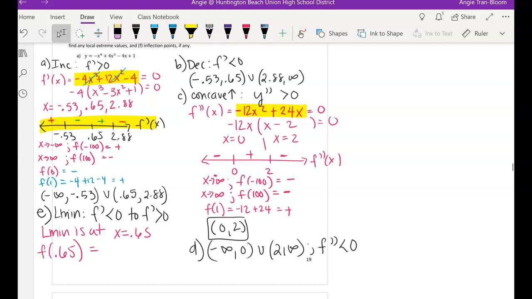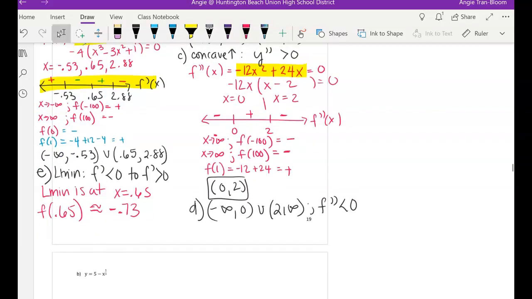So let's double check my calculation. Negative 0.65 raised to the fourth plus 4 times 0.65 raised to the third minus 4 times 0.65 plus 1 at the end. My calculation came out to be about negative 0.73, if I'm using 0.65. So with that, local min is negative 0.73 at x equals 0.65.